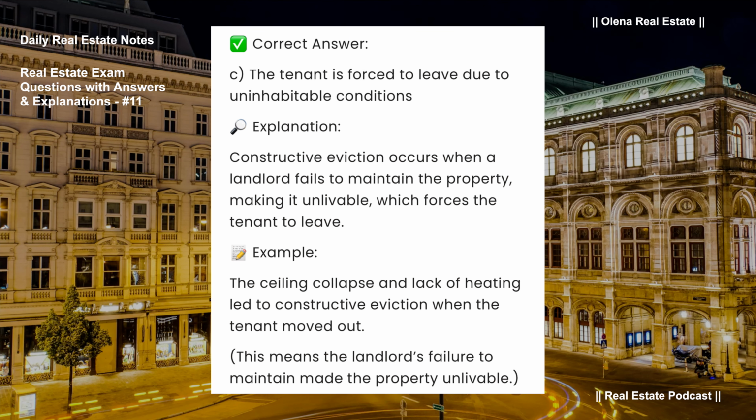Correct answer, C. The tenant is forced to leave due to uninhabitable conditions. Constructive eviction occurs when a landlord fails to maintain the property, making it unlivable, which forces the tenant to leave. For example, the ceiling collapse and lack of heating led to constructive eviction when the tenant moved out. This means the landlord's failure to maintain made the property unlivable.